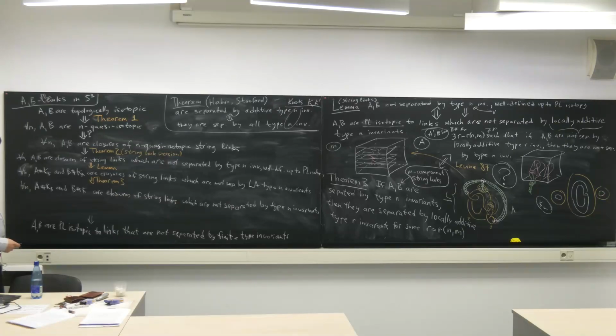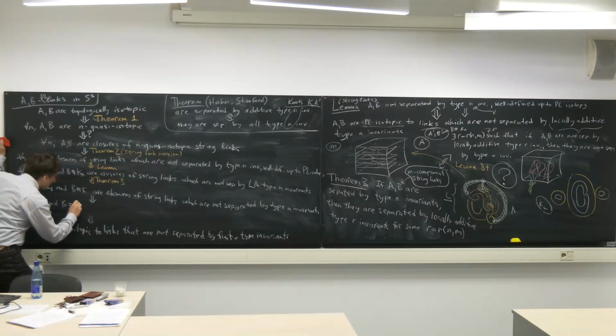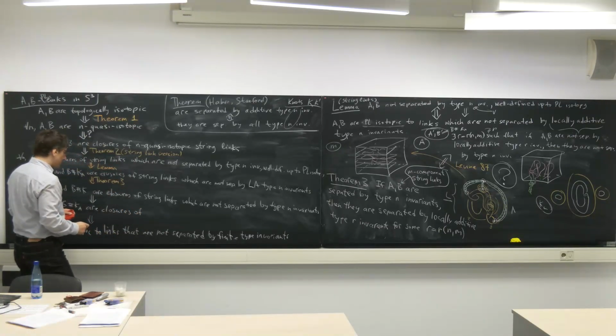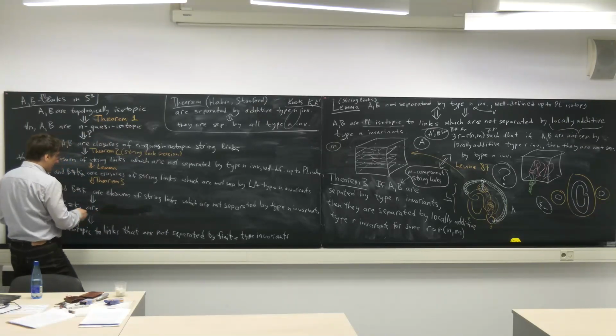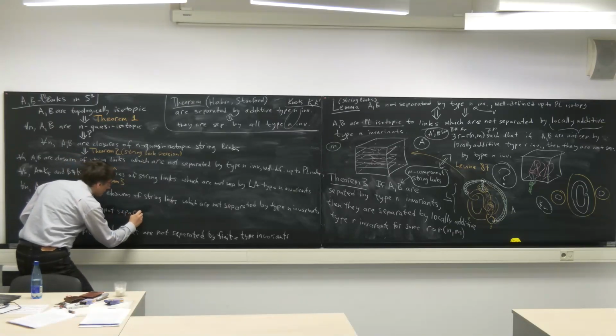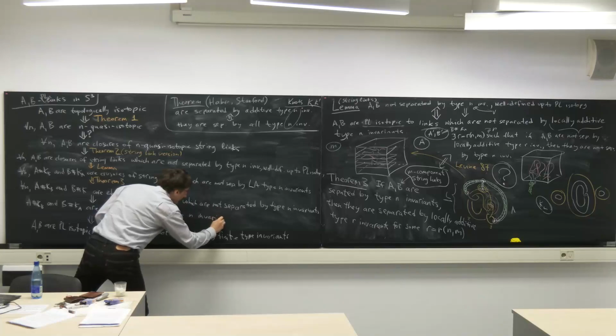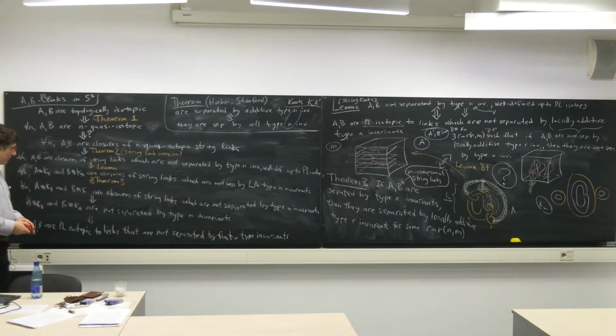Now I just have two trivial implications, and here I can just write that A connected sum with Kb and B connected sum with Ka are not separated by type n invariants. So why is this arrow true?